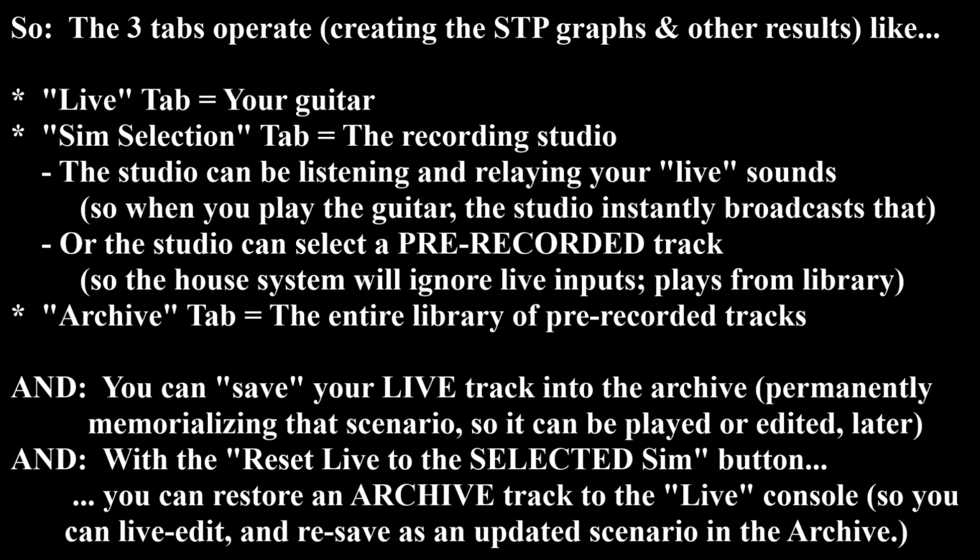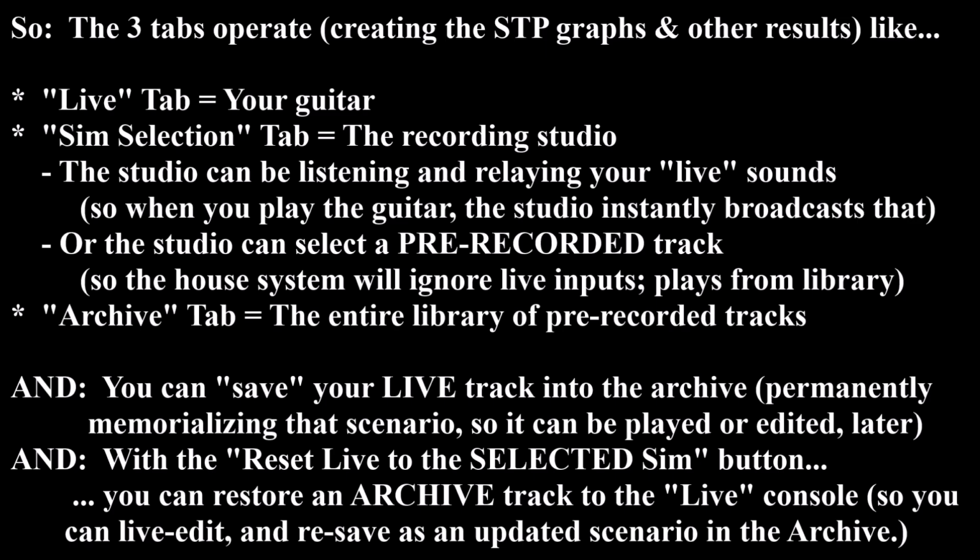So one way to think of these 3 tabs is as if they are a guitar. That is your live tab. The sim selection tab is like the recording studio. So the studio can be listening to you live, and that will populate all the graphs and the curves and the tables. Or the studio can switch over to be playing a pre-recorded track, in which case it will be ignoring the inputs you put on the live tab. And the third tab being the archive tab. That's your library of all of those pre-recorded tracks.